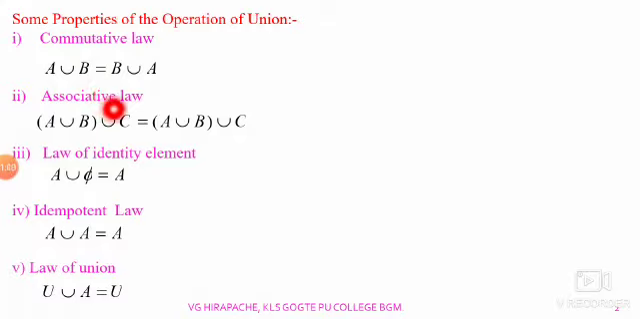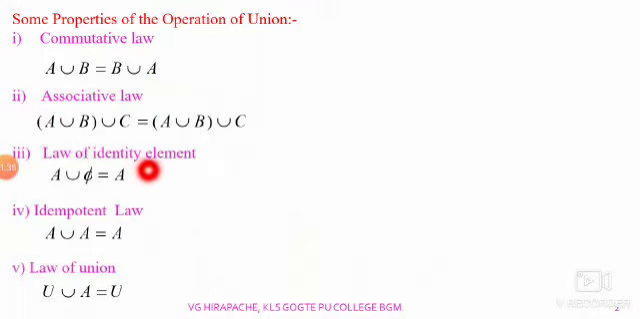Next, the associative law. To define the associative law, one should have three sets A, B and C. Therefore, A union (B union C) is always equal to (A union B) union C. Such law is called associative law.